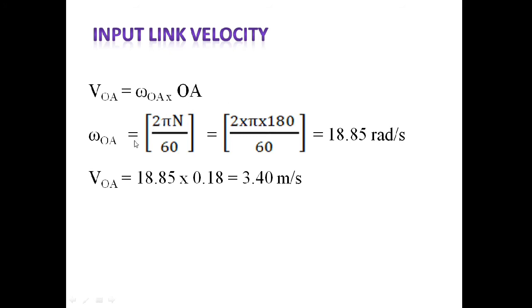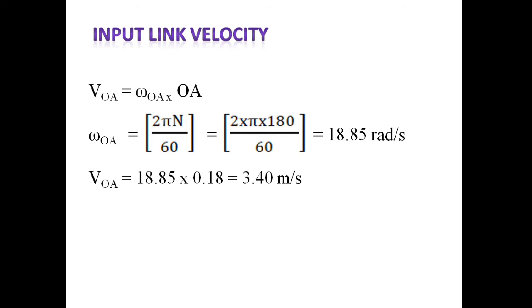The angular velocity formula is 2 pi N by 60, where N is 180. So the angular velocity is 18.85 radian per second. We substitute that into the formula and we got 3.4 meter per second. Here I use this value directly as centimeter. Why? Because we then get the velocities of the other links directly in centimeter as meter per second.